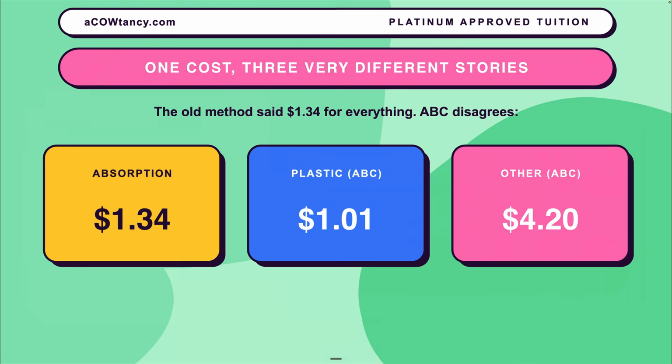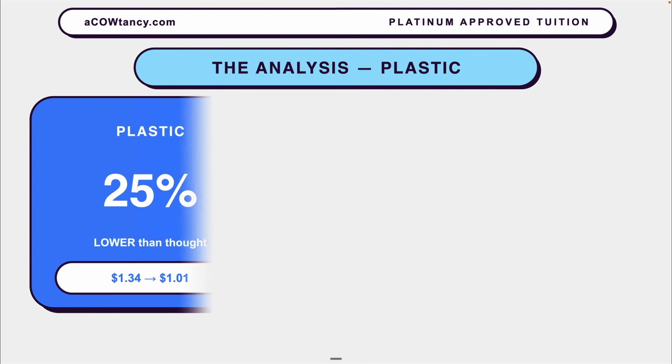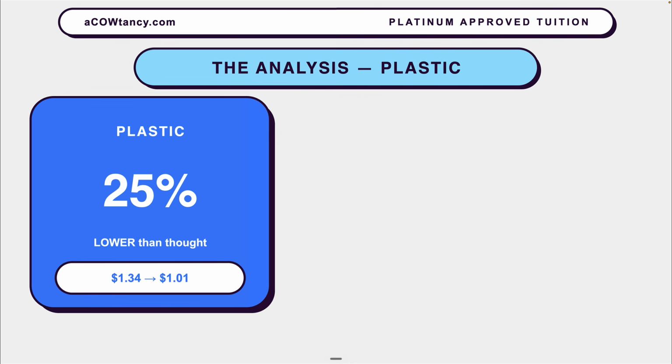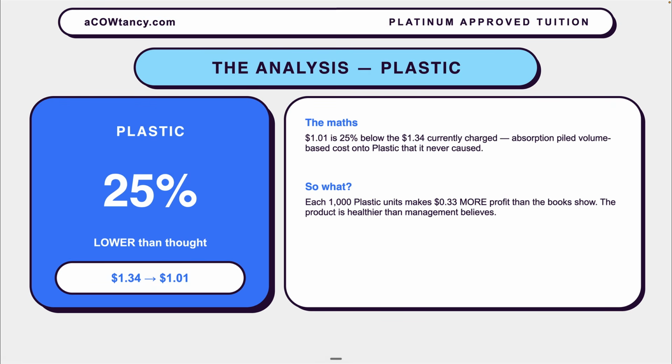Now we can do a bit of analysis. Okay, we know that plastic was being overcosted at 1.34 and other was being massively undercosted at 4.2. So the analysis: plastic is actually 25% cheaper than we thought. So you explain your maths and you say, so what? Well, if it's cheaper, then we're actually making more profit than the books show. So the product is healthier than the management believes. And plastic is the one we sell loads on. So the true lower cost means we could have priced it a lot more competitively and still be profitable.